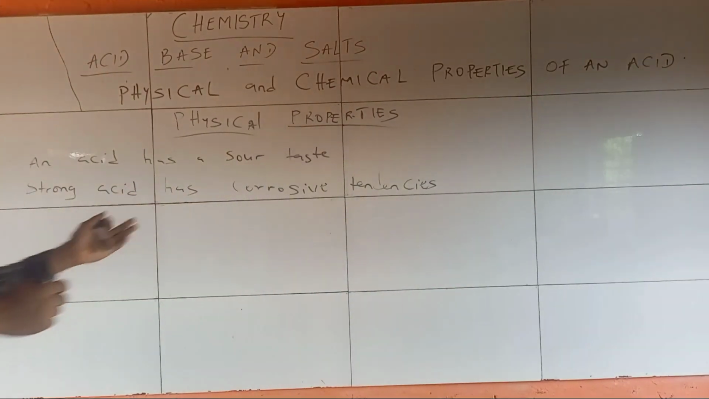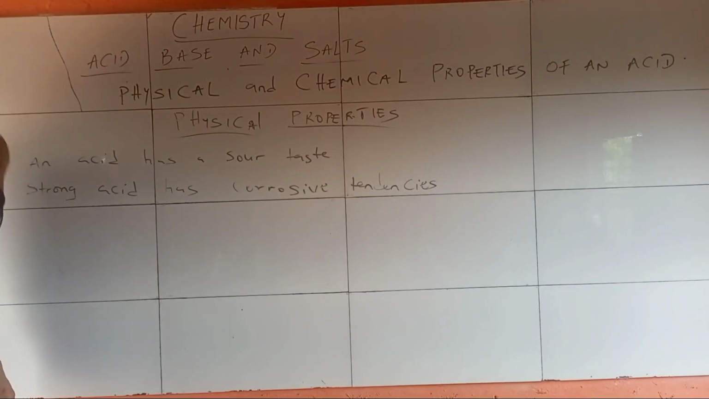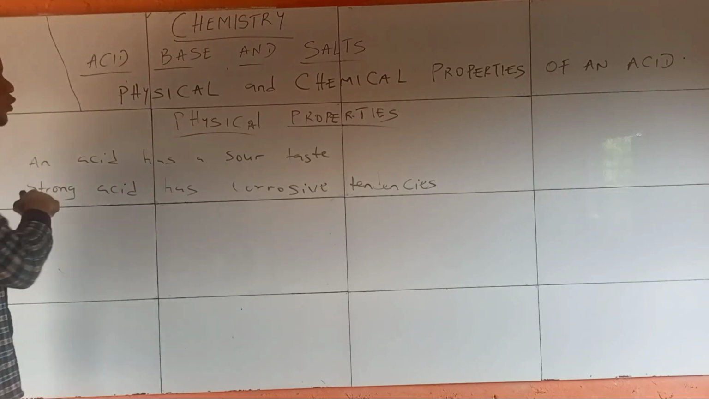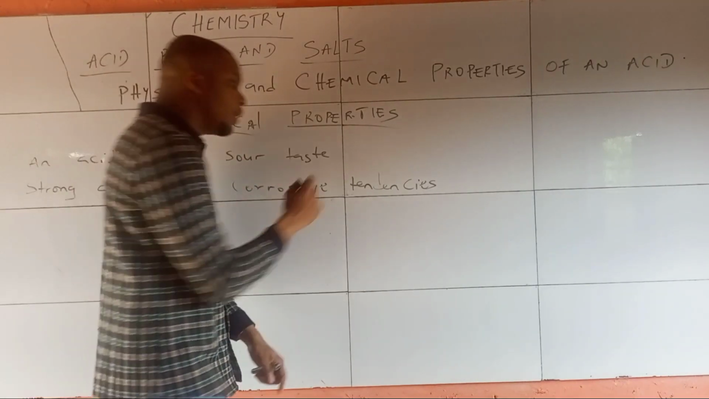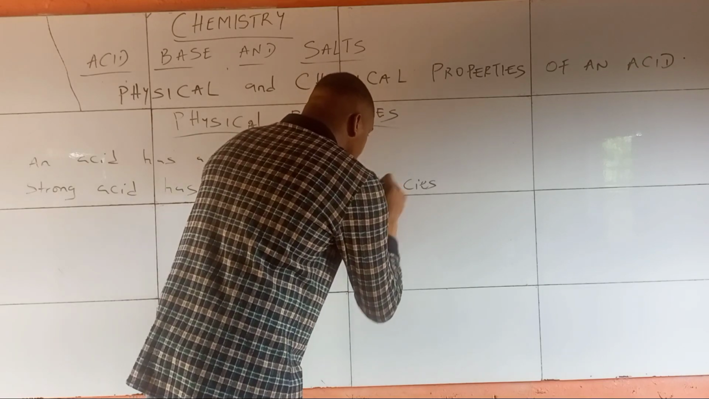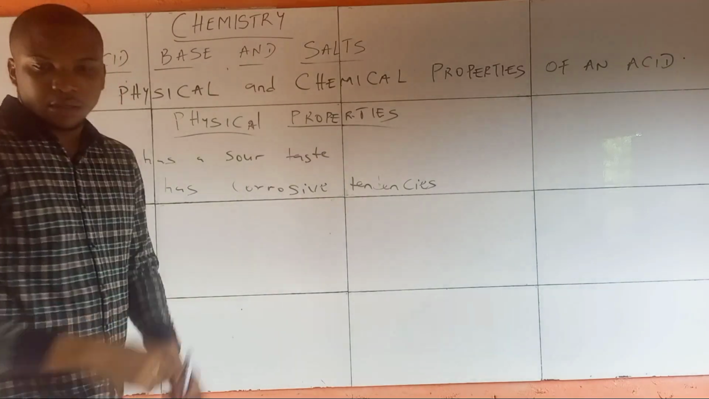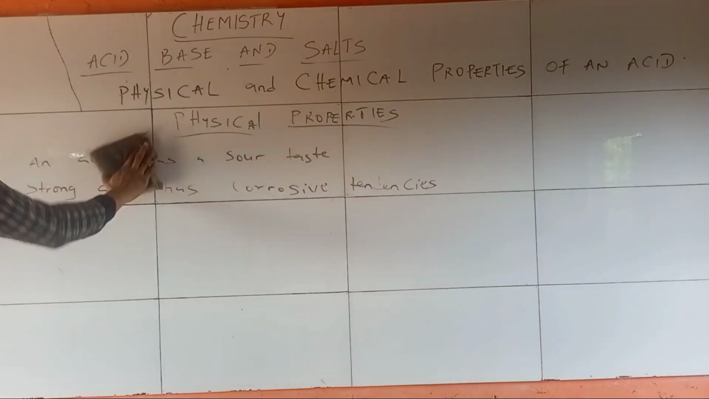So these are some of the what? Physical properties of an what? Of an acid. It has a sour taste. It has what? A corrosive tendency. There's another one point I'm trying to remember at the moment. I'm going to give you 3 points. But I'm not going to dwell on that. Let's go to chemical properties. Chemical properties of an acid.